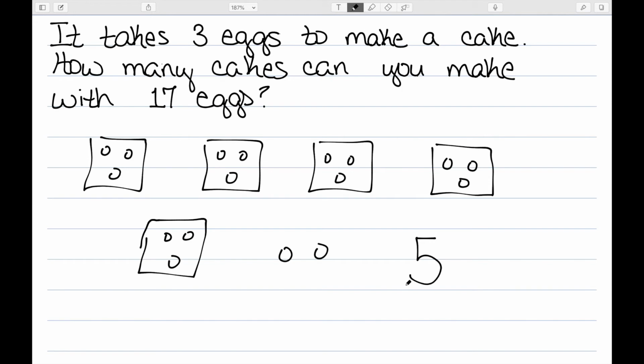From the context of this problem, it's clear that only 5 cakes can be made. So a child may either ignore the remainder or suggest that the 2 eggs can be put back in the refrigerator for later.